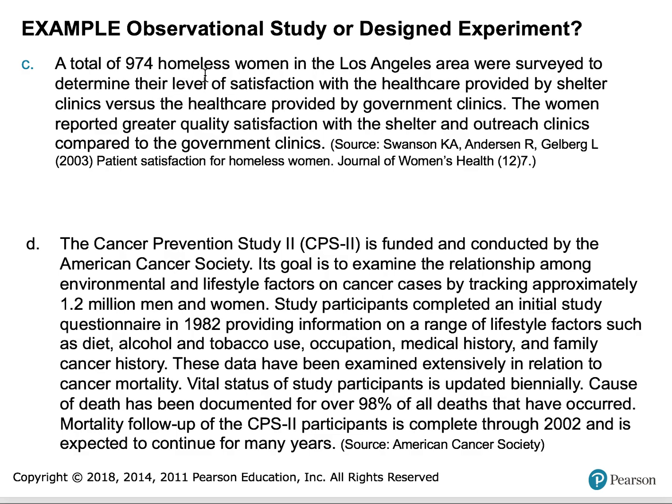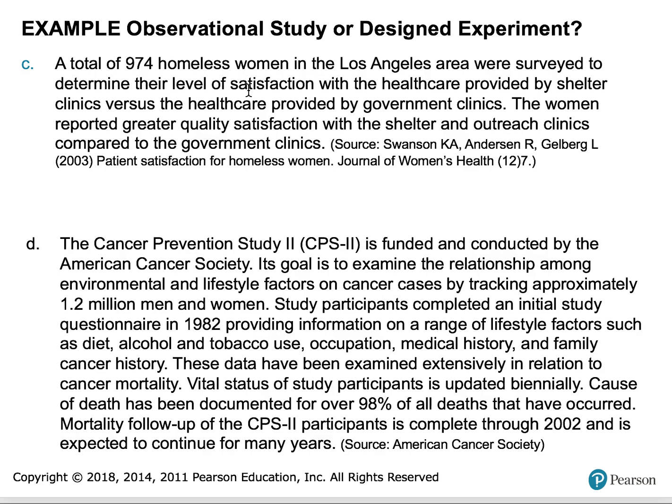Okay, a total of 974 homeless women in the Los Angeles area were surveyed to determine their level of satisfaction with the health care provided by shelter clinics versus the health care provided by government clinics. The women reported greater quality satisfaction with the shelter and outreach clinics compared to the government clinics. Observational, right? All they did was survey the people and observed what they said.